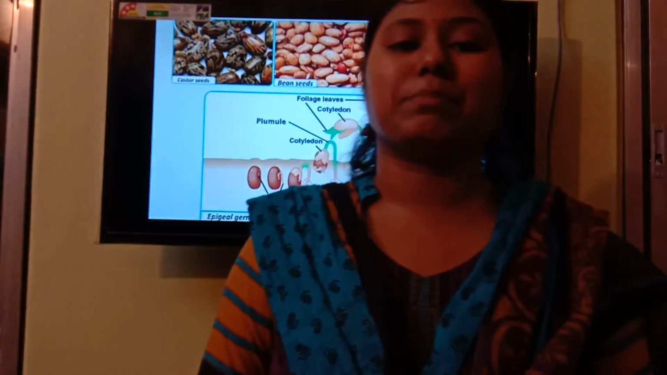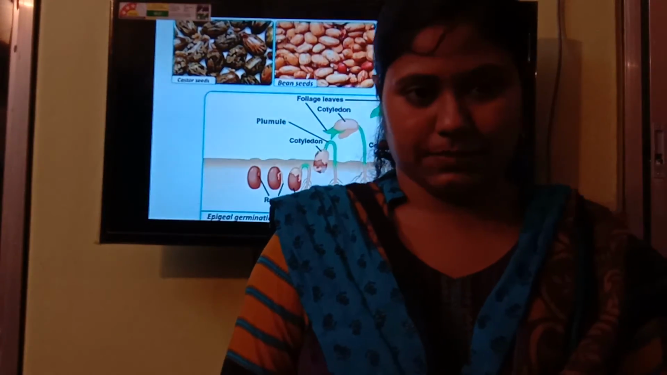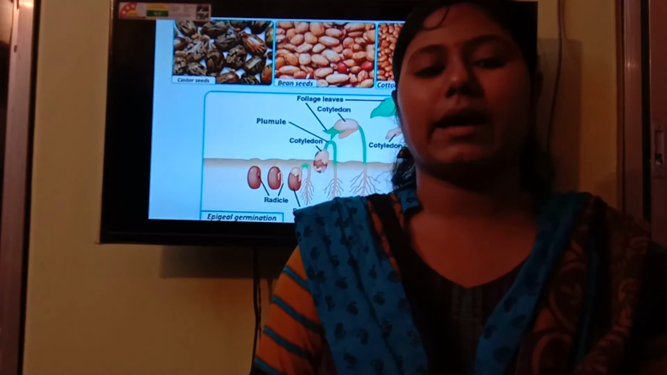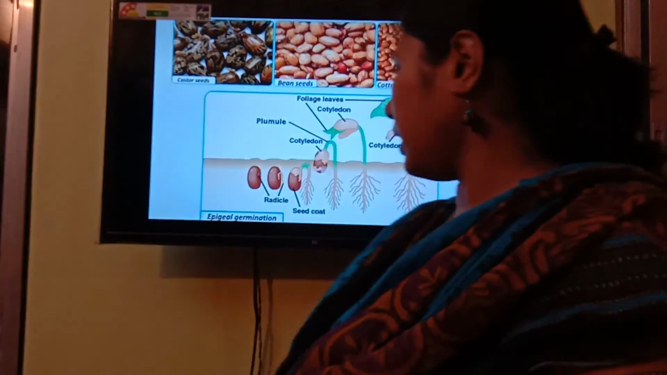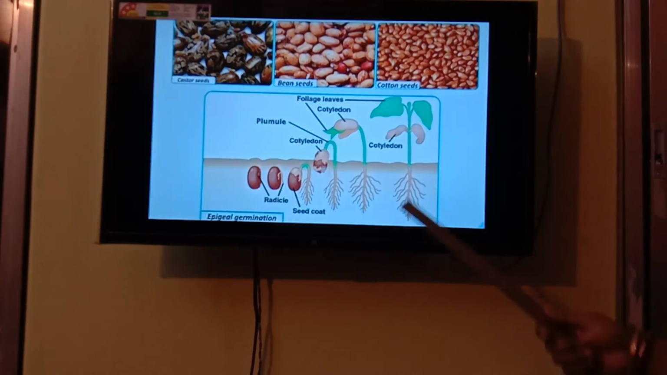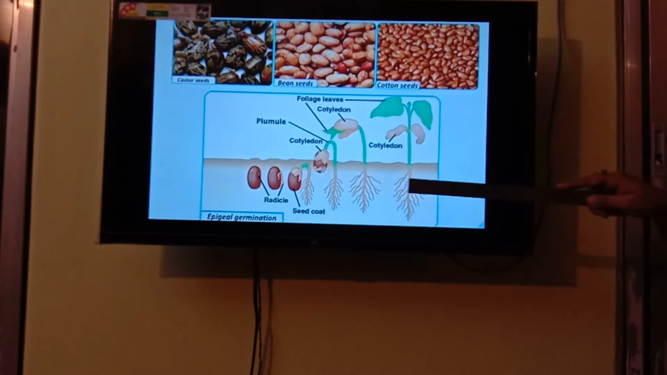Everyone, epigeal germination means when the cotyledons come out through the soil above the ground, then it is called epigeal germination. In this type, the cotyledon is greenish or photosynthetic. They provide nutrition to the seedlings. Examples are pea, cotton, bean, etc. Everyone, look at the picture.